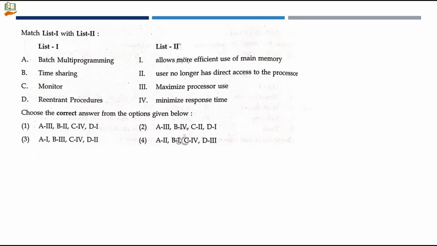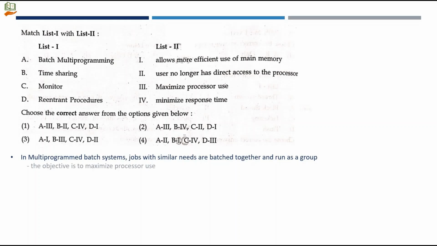Next question, match list 1 with list 2. Let's see the details about the list 1 options. In multiprogram batch systems, jobs with similar needs are batched together and run as a group. The objective is to maximize the processor use. A will be mapping to 3.